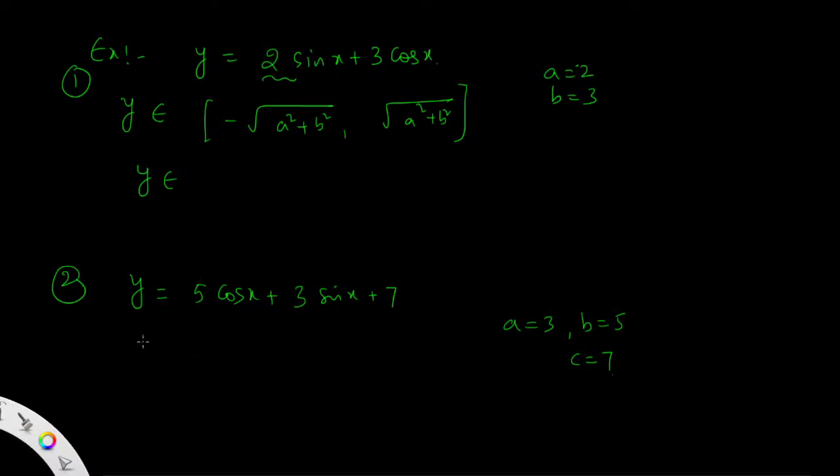So root of y belongs to c plus root of a square plus b square. Yes, super. C minus root of a square plus b square. Constant is added. Before that problem, constant is not added. In this problem, constant is added. Okay, right, super. 7 plus root 34. Yes. In this way, I will give you a past year question.